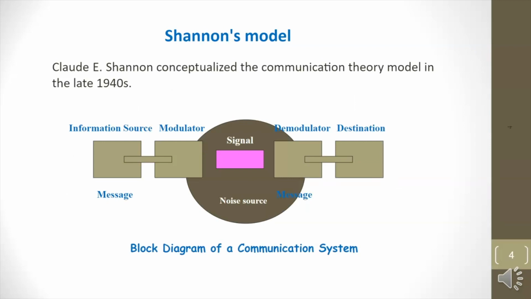Claude E. Shannon conceptualized the communication theory model in the late 1940s. The figure shows a block diagram of a communication system. We have the transmitter part, we have the receiver part, and a channel in between. The transmission side consists of the information source and the modulator. The modulated signal is passed through the channel, and at the receiving side we have the demodulator and the destination. So here we can see that the source of noise comes mainly in the channel part. The transmitter or receiver circuit may also induce noise in the system.